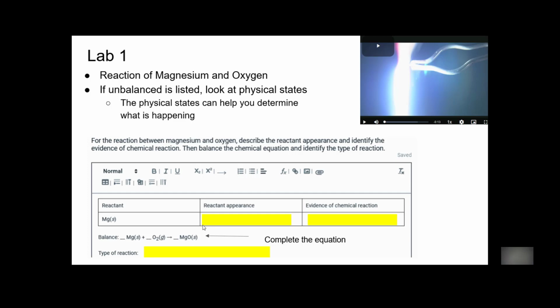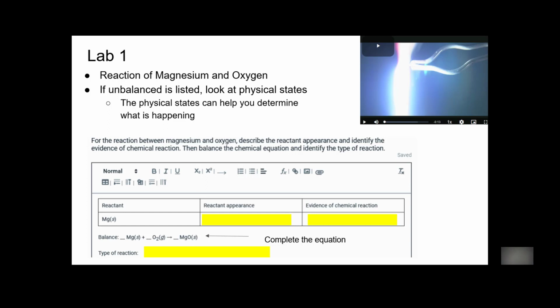So we get to reaction 1, and this is magnesium metal and oxygen. And you would have done this in lab if you were in Chem 10 before the lockdown. It was a very bright, intense white heat. When you get to this part of the report, each lab has a picture or a video with it, so you'll have information to be able to complete all this.